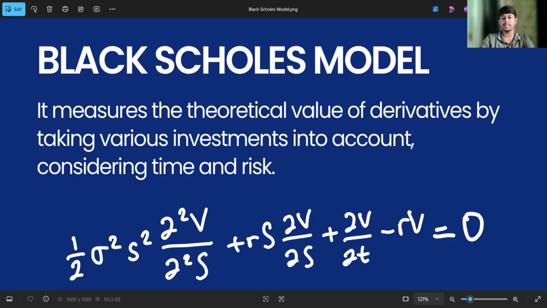None of this means the model is useless. Far from it. It means practitioners use it as a foundational starting point, then adjust for the ways real markets deviate from these assumptions.